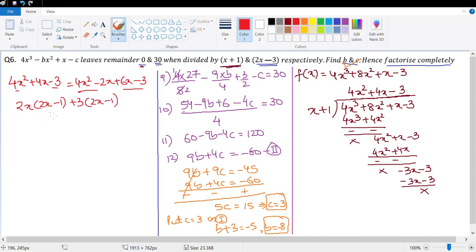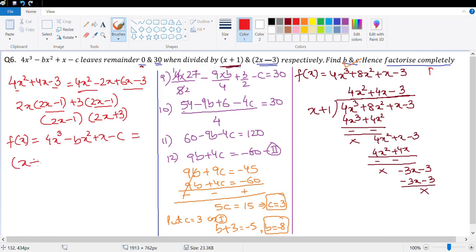2x minus 1 is common, so 2x minus 1 multiplied with 2x plus 3. So the last part of the question: factorize completely. We'll have to write the expression as the multiplication of all the factors. So in this case, 4x cubed minus bx squared plus x minus c would be equal to the first factor we found, x plus 1, the second factor we found, 2x minus 1, and the last factor we found, 2x plus 3. So that's our final answer.